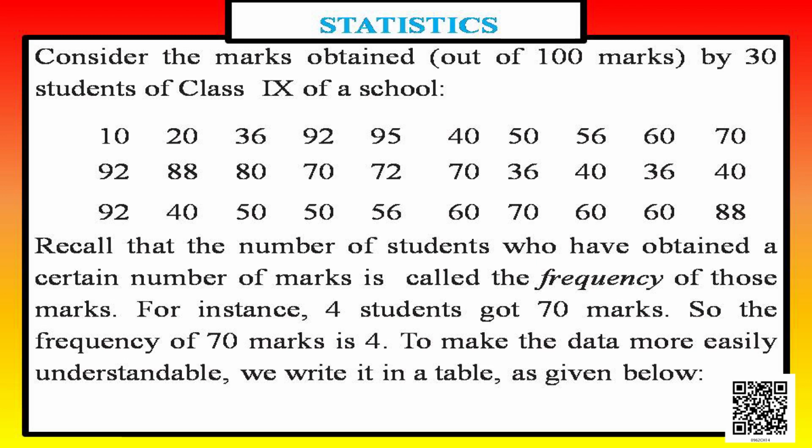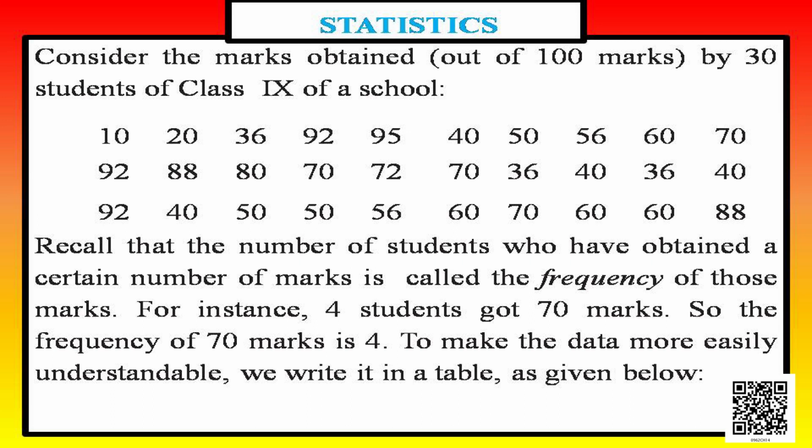They are 10, 20, 36, 92, 95, 40 and so on. Now check here one thing, some of the numbers are being repeated here. The number 92 is repeated, the number 88 is also repeated, 60 is repeated thrice, then number 70 is repeated and so on. Now in such cases we cannot arrange them in ascending order. Yes, of course we can, but then there will be repetition in them. So what we do, we make a group of all of them.